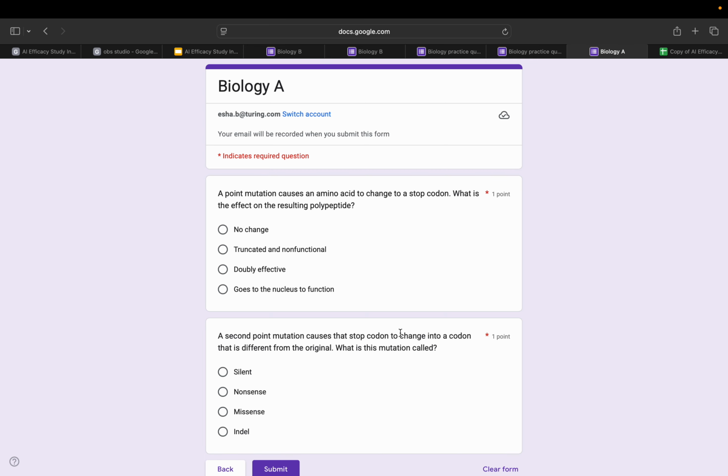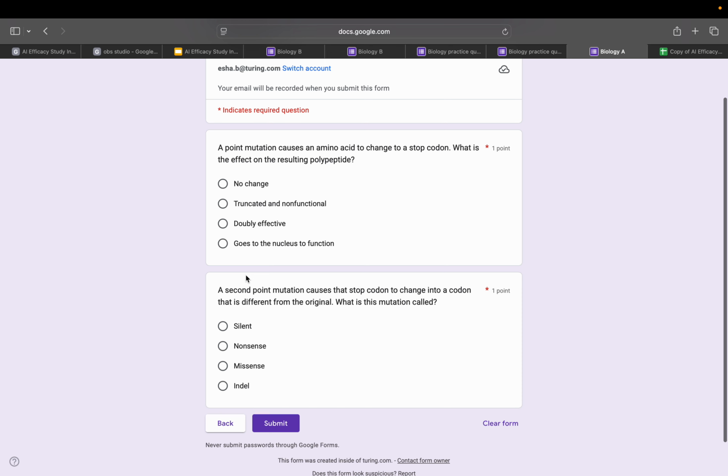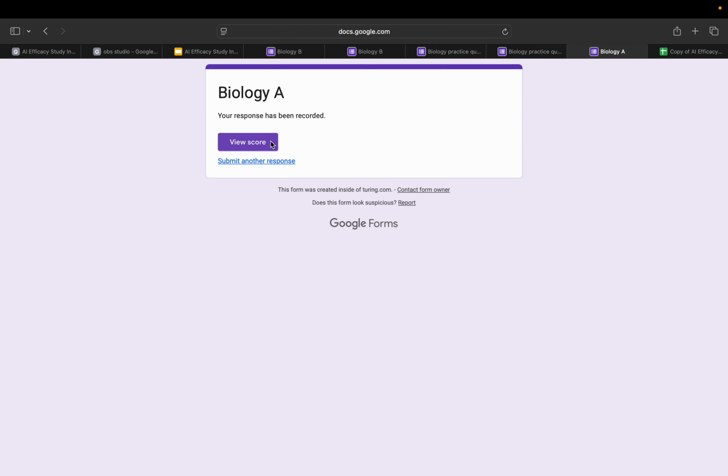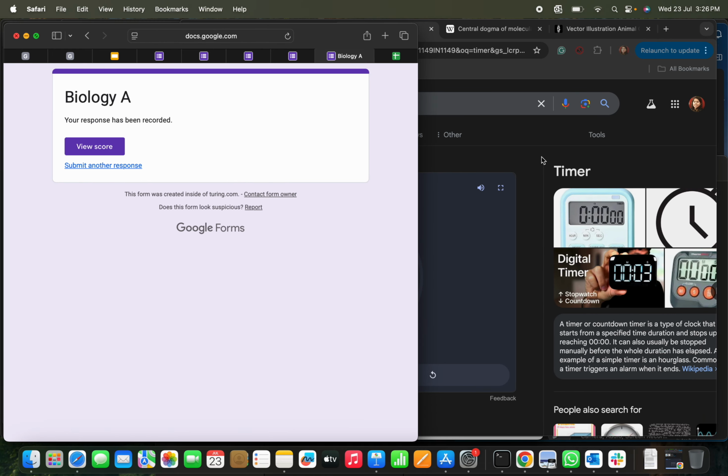A point mutation causes an amino acid to change to a stop codon. I don't know what stop codon is. What is the effect on the resulting polypeptide? So the amino acid is changed. I'll go with this. The second point mutation causes that stop codon to change into something that is different from the, what is this? Silent, I guess, but these two are completely guesswork. Right, so let's stop the timer now.